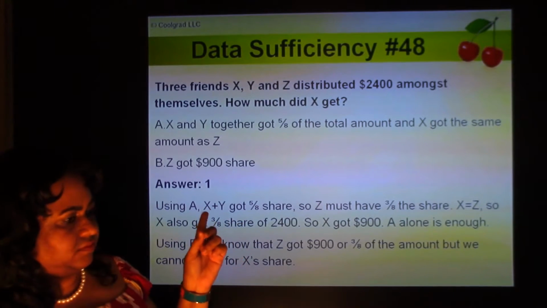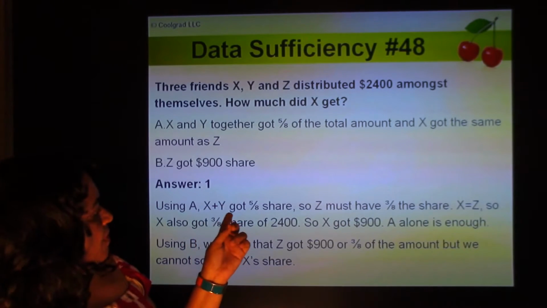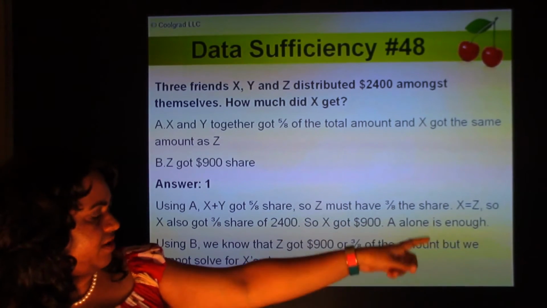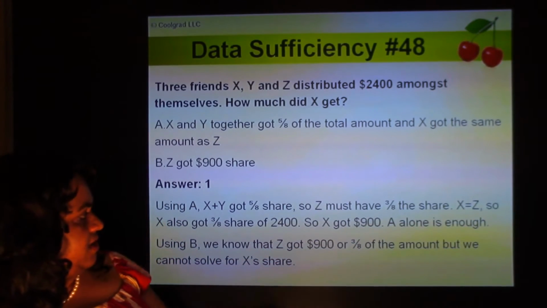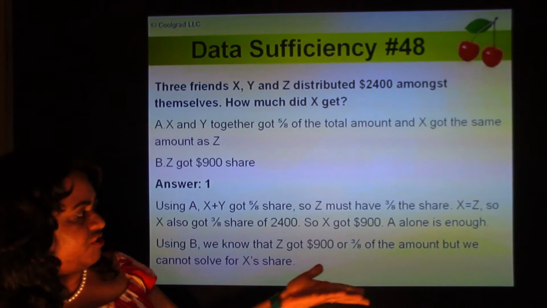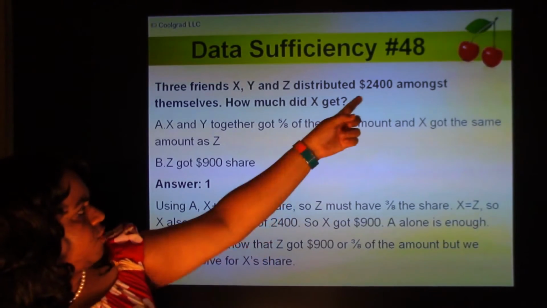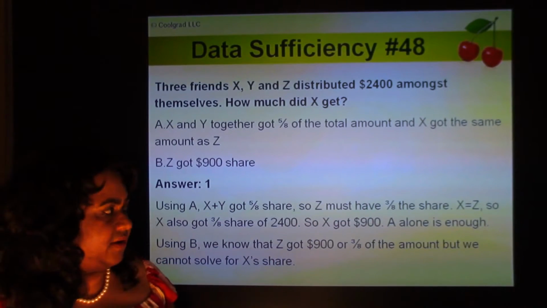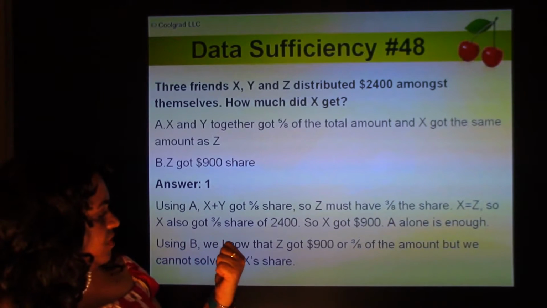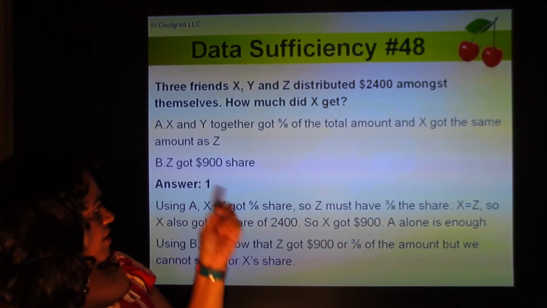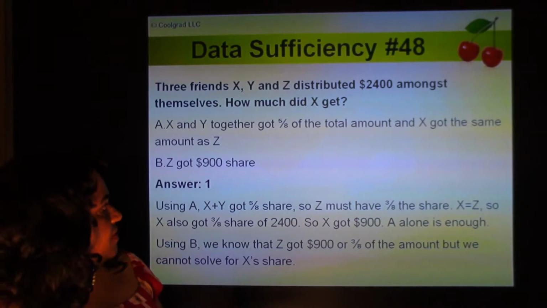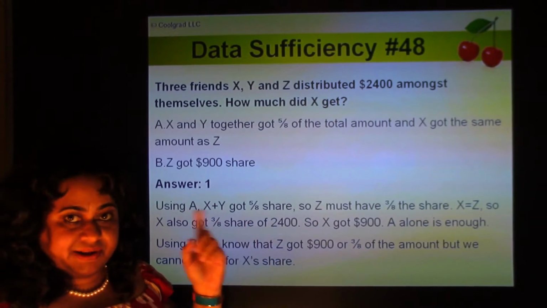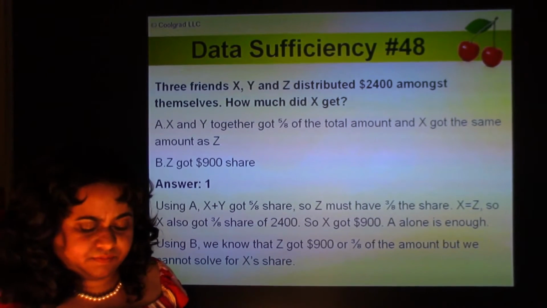Using statement A alone, X plus Y got 5/8 share. So what did Z get? 1 minus 5/8, that is 3/8 of the share. X is equal to Z. So Z got 3/8, so X also got 3/8. So what is 3/8 of 2,400? That is 900. So statement A alone is sufficient to calculate how much X got. Using statement B alone, we know that Z got $900, but we don't know how much X or Y individually got, right? So B alone is not enough, but A alone is enough. So we pick option 1.